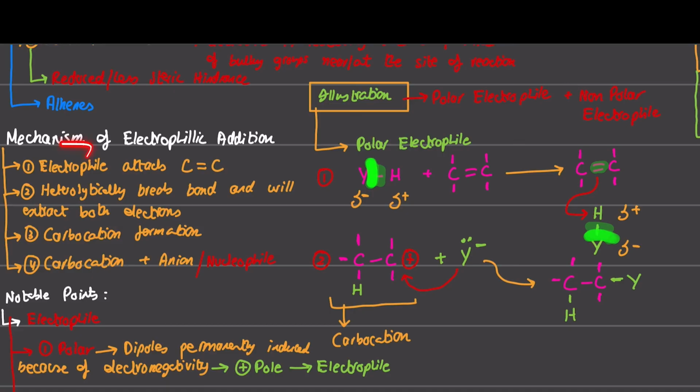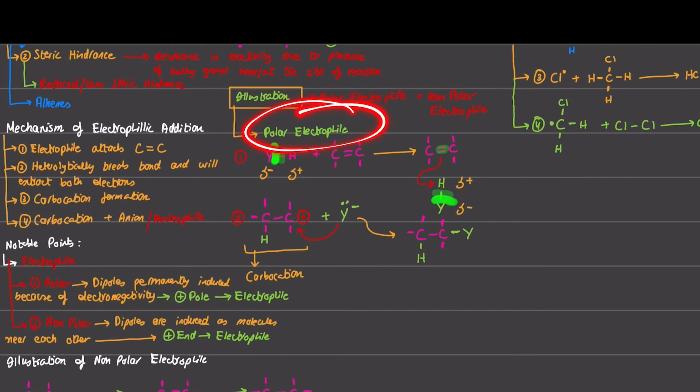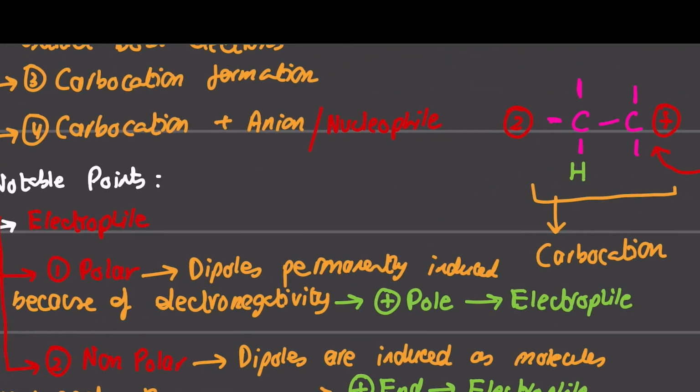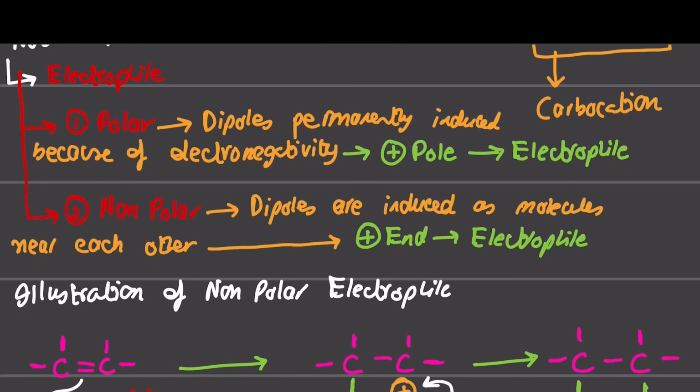The overall mechanism is electrophile attacks the carbon double bond, heterolytically breaks the bond, extracts both electrons, carbocation formation, carbocation plus nucleophile is formed and the reaction is complete. Now I told you again that the electrophile in the reaction can either be polar or non-polar, and I wrote this down over here that in a polar one dipoles are permanently induced because of electronegativity and the positive pole would be the electrophile, and the non-polar one dipoles have to be induced. So positive would be the electrophile.